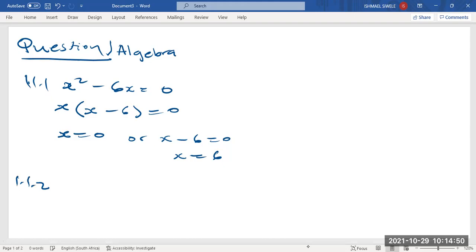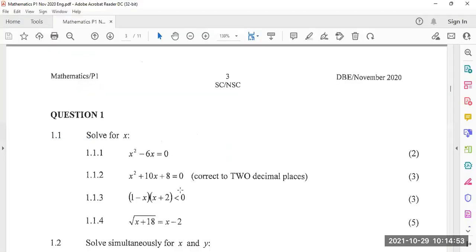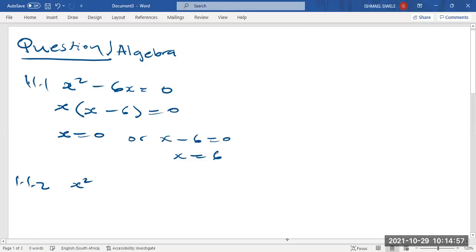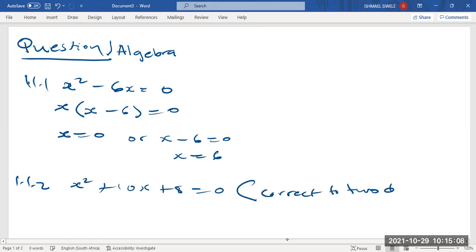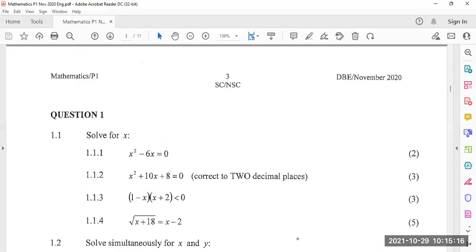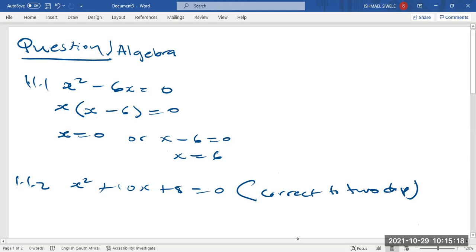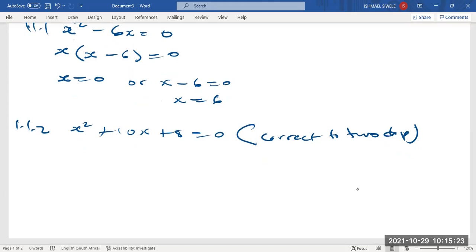Now we're moving on. 1.1.2, x squared plus 10x plus 8 is equal to 0, and it was written there, correct to 2 decimal places, right? Let me check if I did copy it. Yeah, I did copy it the way it is. So looking at this, what can we see? Remember, the moment they say correct to 2 decimal places, we shouldn't stress ourselves. We're not trying to factorize this.